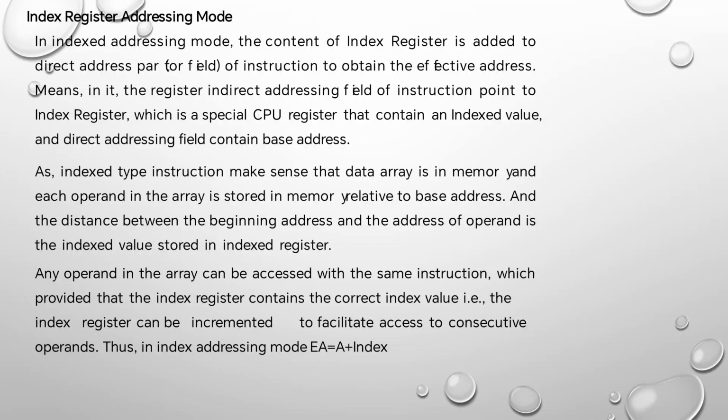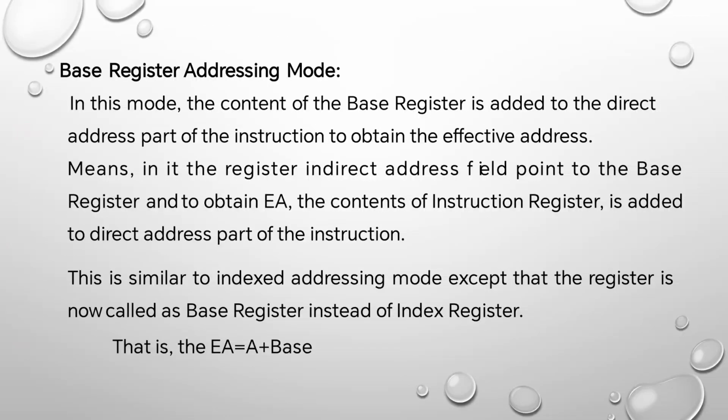Any operand in the array can be accessed with the same instruction, provided that the index register contains the correct index value. That is, the index register can be incremented to facilitate access to consecutive operands. That is the index addressing mode: EA equals A plus index.